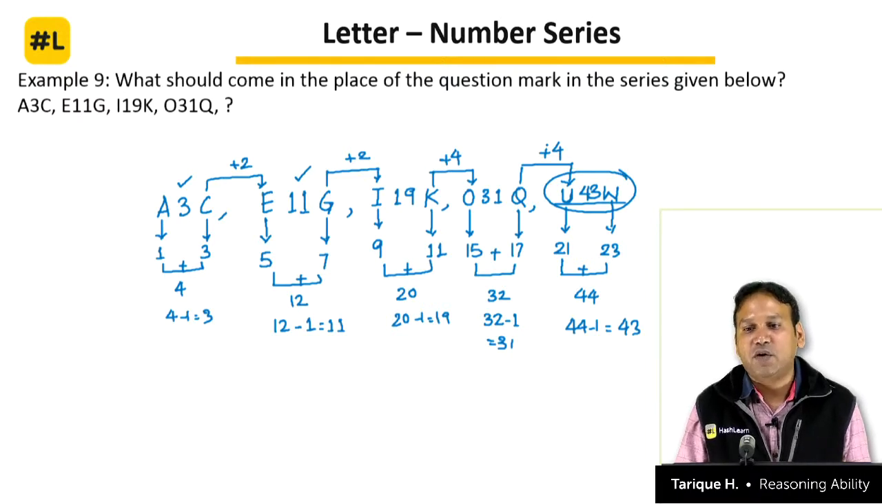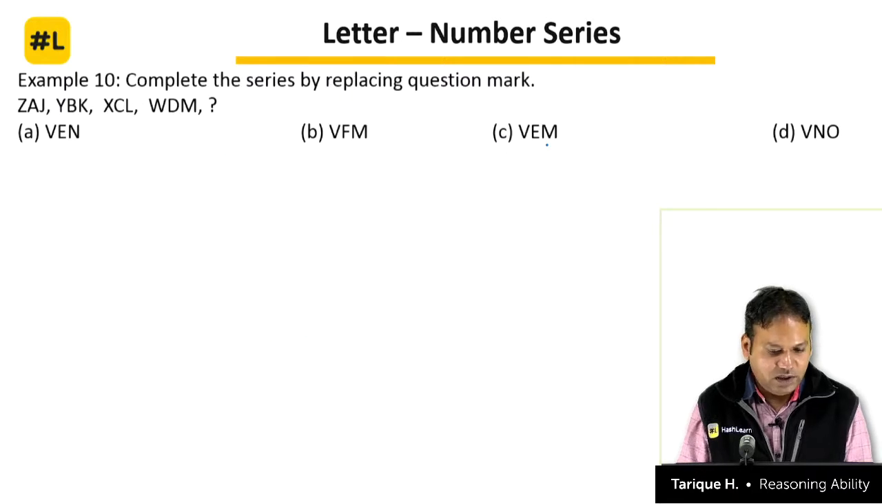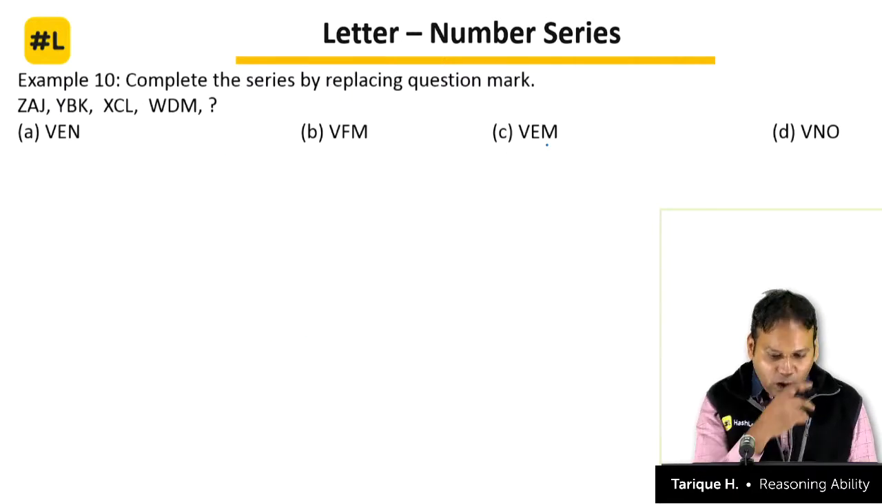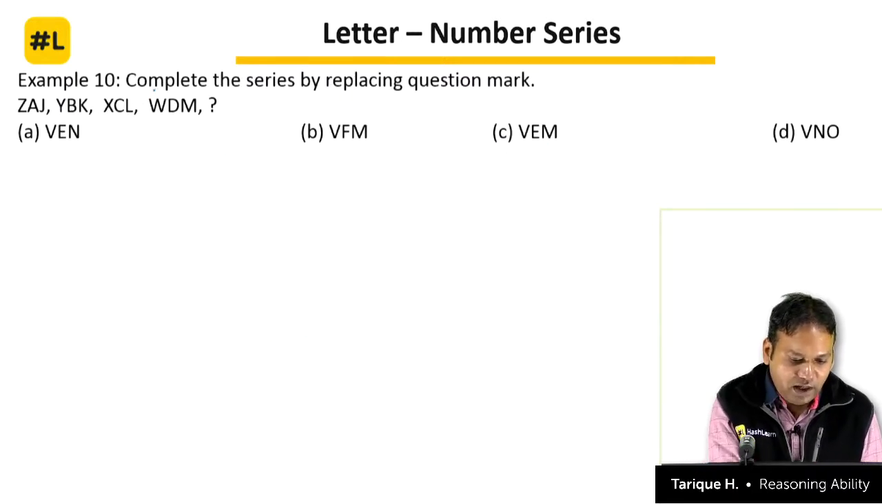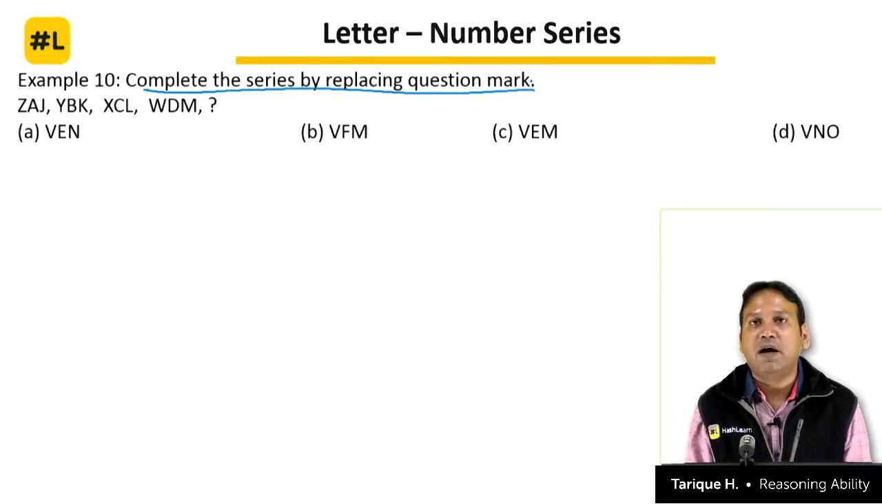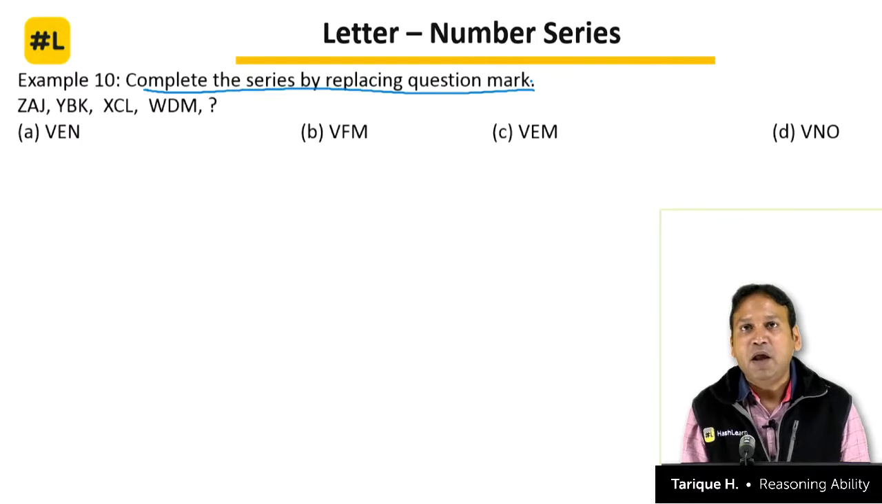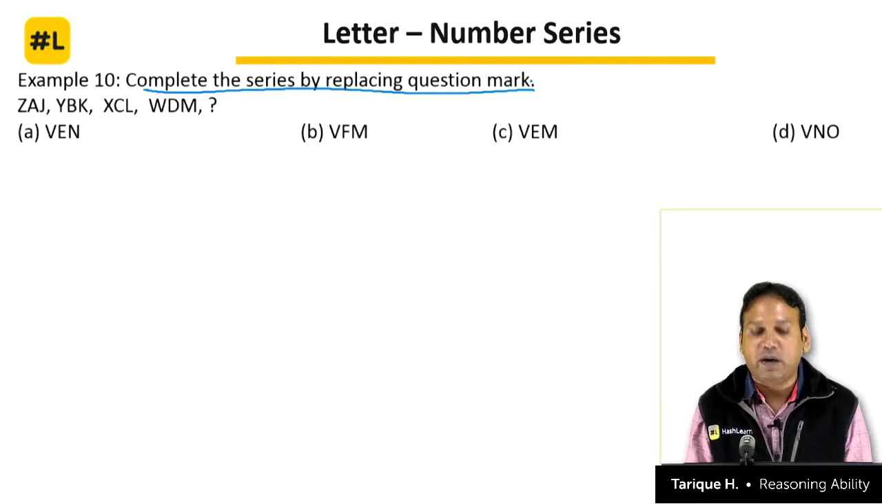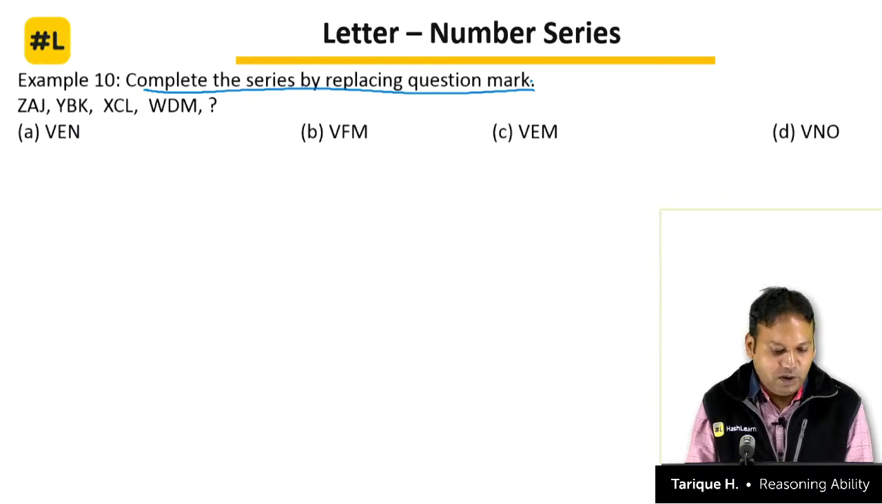The method of solving the question is so that you can focus on understanding the concepts. Now let's move to the 10th question. Complete the series by replacing the question mark. What combination of letters, there are no numbers here, must come in the place of the question mark in the series given below?